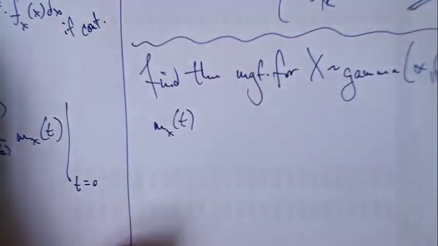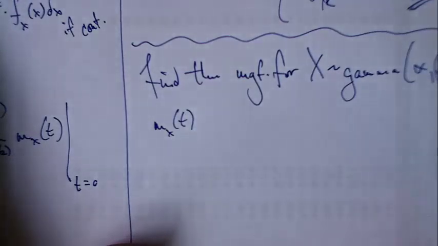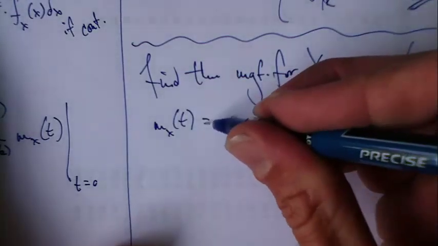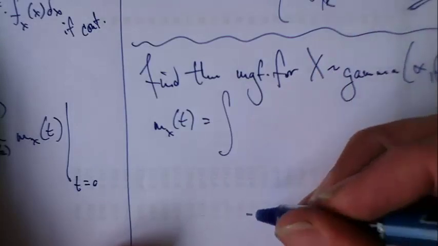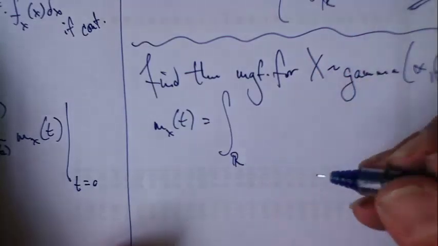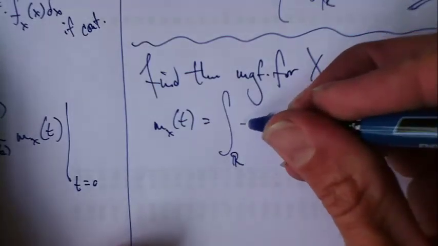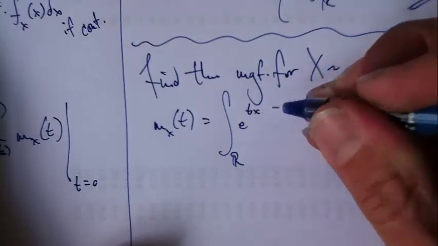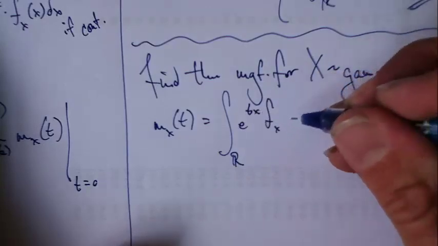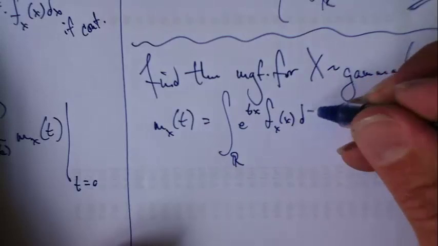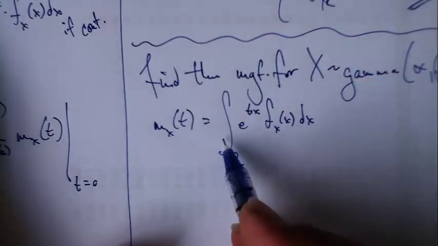So x has the gamma distribution with parameters alpha and beta. I know how to write this thing down, since gammas are continuous. It's the integral over the reals of e to the tx times the density function. This is just the definition.